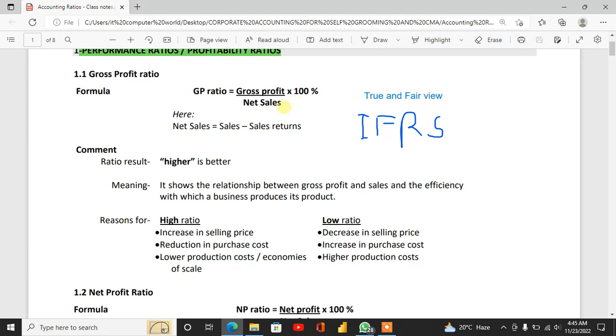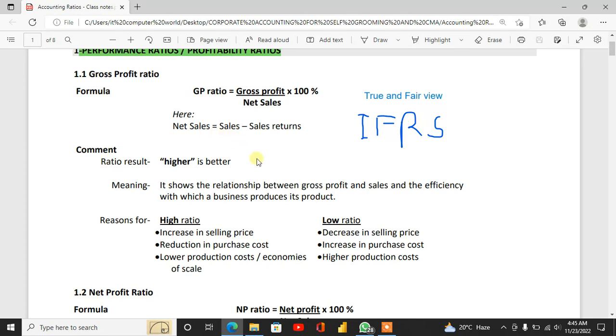Net sales means sales minus sales returns, because when we sell something and we have a return policy, the customer returns goods, and we are supposed to subtract the sales return from the sales. That will be the net sales, and the ratio is gross profit divided by net sales.